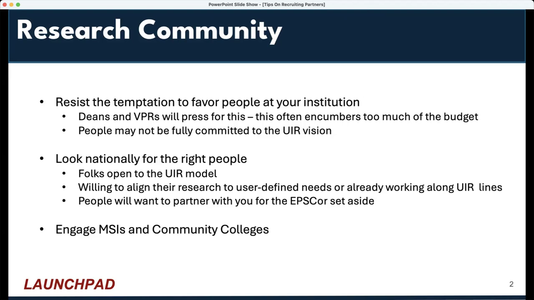And then you have to recognize that people will want to partner with you for the EPSCoR set-asides. And also be aware that you should engage MSIs and community colleges as much as possible.